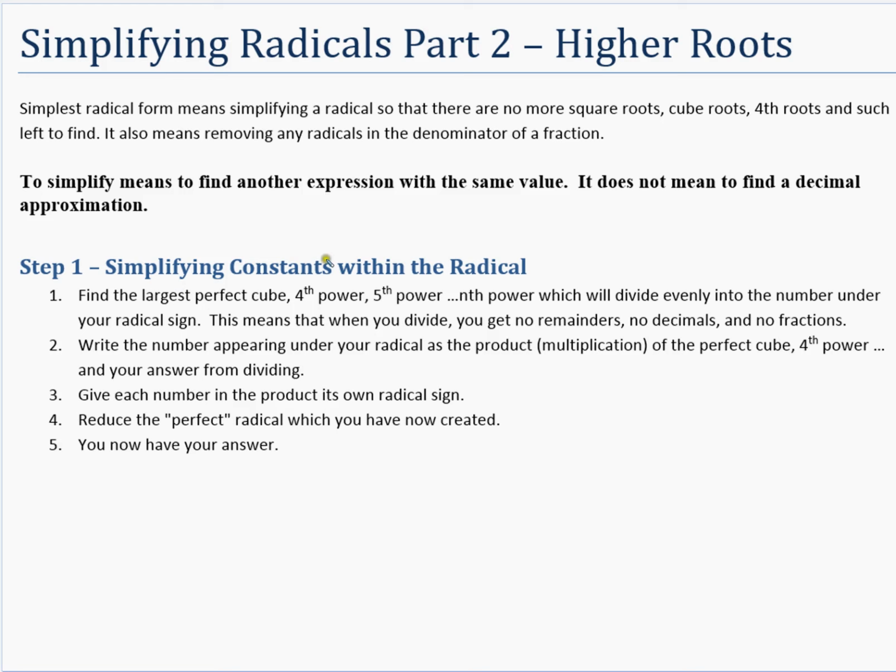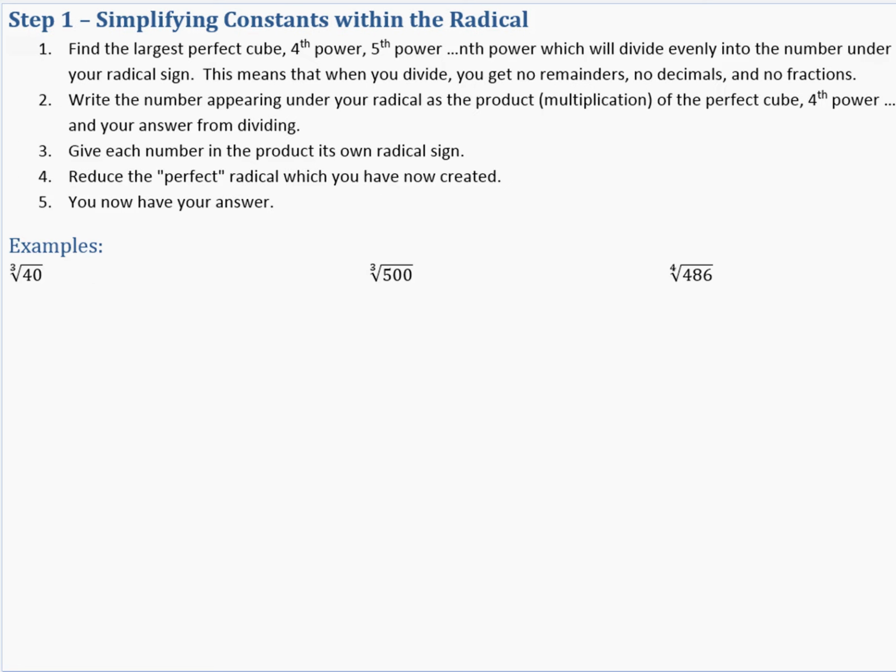So we're going to do the same thing we did before. We're going to start by simplifying with constants within the radical. And instead of finding the perfect square, we're going to find perfect cubes and fourth powers and fifth powers, or whatever we might need. We're not quite as familiar with those. And then we'll really do the same steps as we did before. So let's go ahead and look at our first examples and follow through these steps to help us solve these.